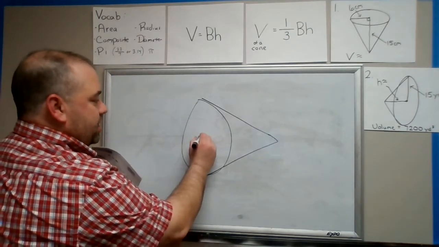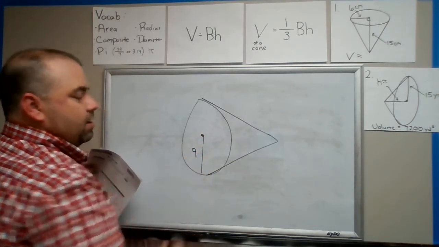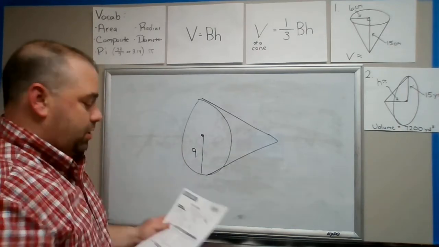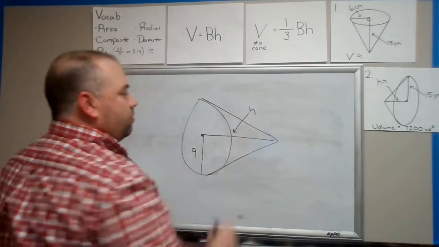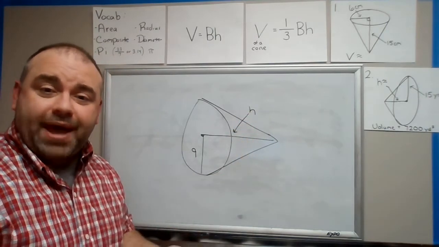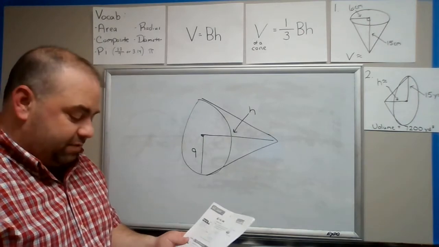Now we're going to give it some labels here. So we're going to put our center right there. Our radius is going to be 9. Remember, we're going to go radius squared, so that's going to be important later on. And our height is going to be right here. But here's the tricky part. They're not going to give us the height. It's going to be like a backwards problem. But they are going to give us the volume.